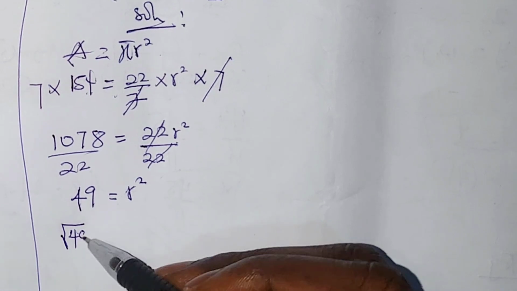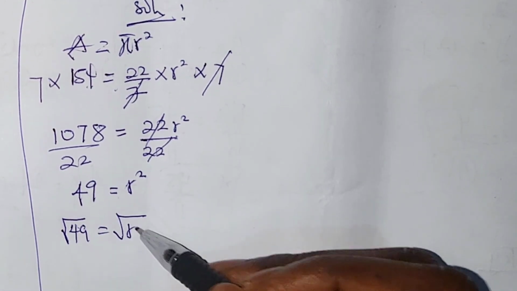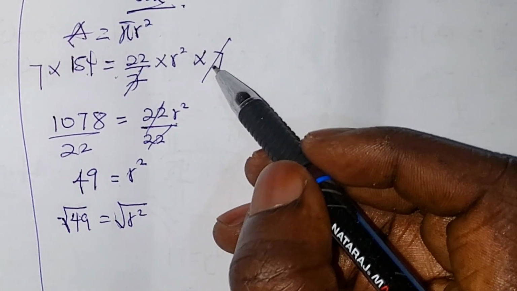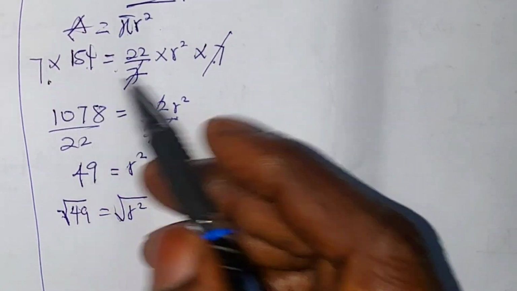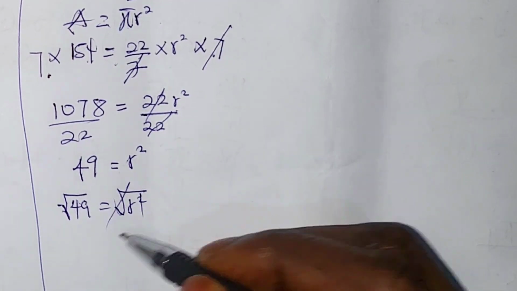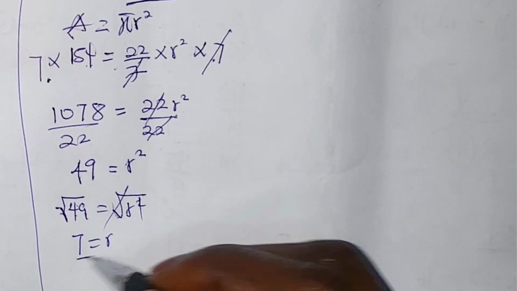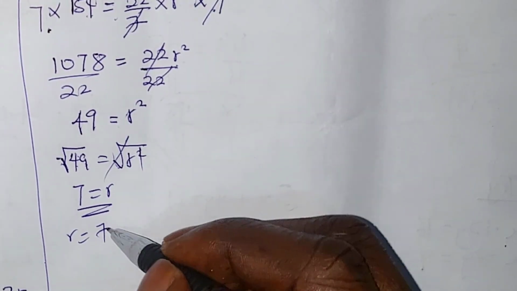So when I introduce a square root here, the square root of 49, then I find the square root of what? r squared too. Whatever I do to the left side, do the same thing to the right. Our square root cancels the square, and then the square root of 49 gives us 7, and that is it. So our r is 7 centimeters.